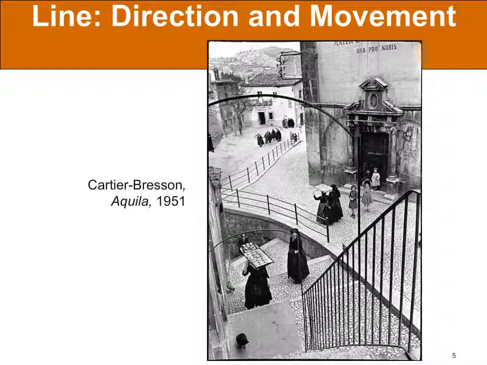What other objects has the photographer used to move the eye around the photograph? Well, he's also placed the people, these ladies in their black outfits, in a diagonal to move your eye as well.